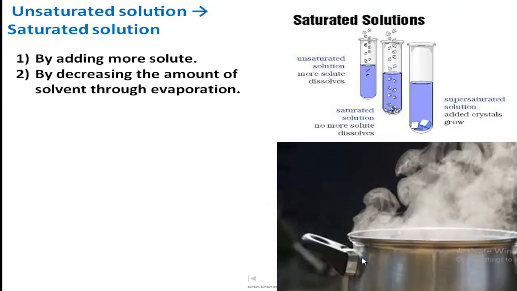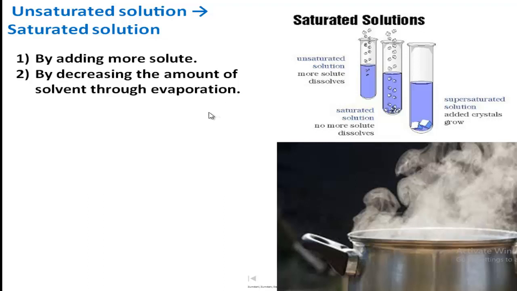Follow the next picture. This scene we actually see when we boil water. This type of vapor we see at the top of the pot, isn't it? So this is actually water vapor. That means water from the pot, due to applied heat, converted into gaseous state and goes up. In this way the amount of water gradually decreases in the pot. So if we decrease the amount of solvent through this process, then our unsaturated solution is gradually converted into a saturated solution.